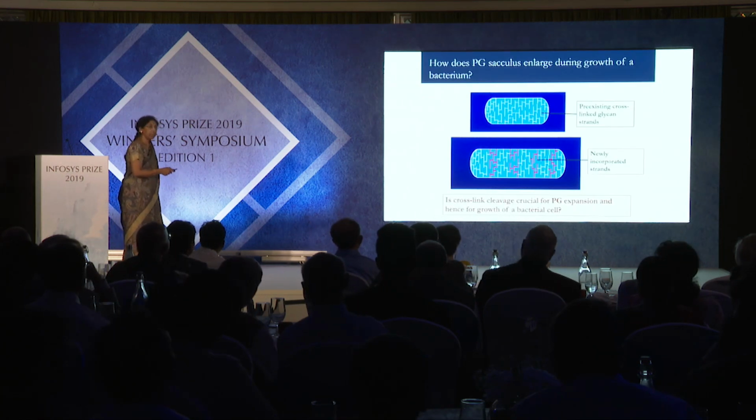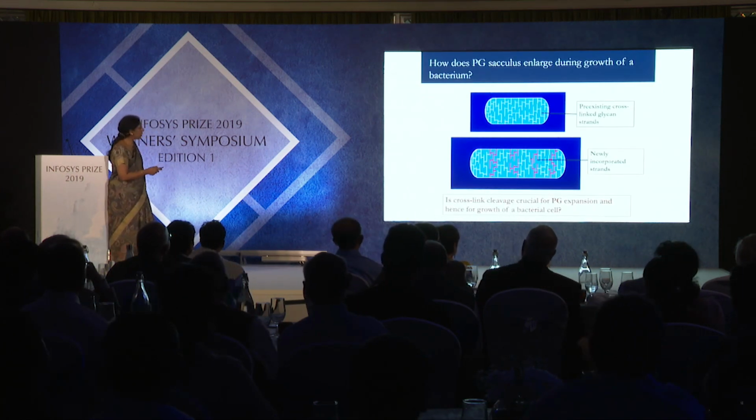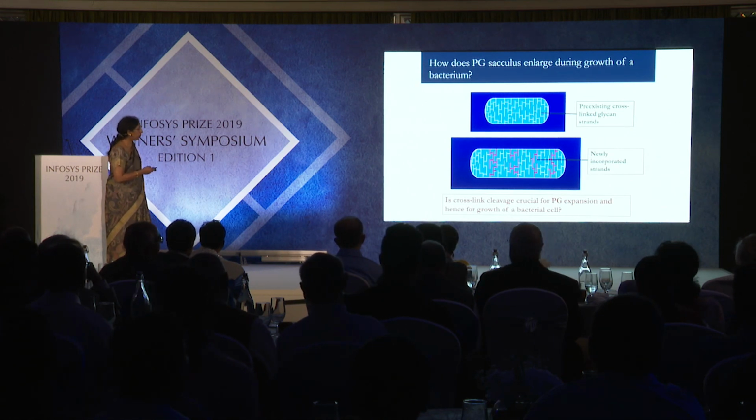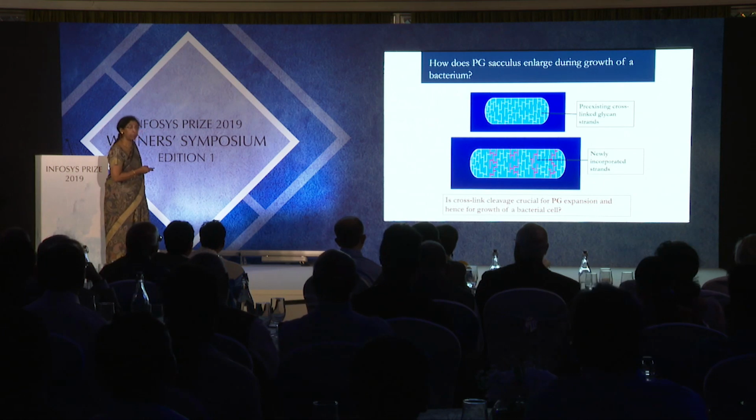Right? So several years ago, we asked this question: how does the peptidoglycan sacculus, which I described just now, the so-called cell wall, enlarge during growth of a bacterium? I had said before that this is the daughter cell, and you think of this as a mother cell. Now, how does this sac-like molecule enlarge in size? And I had told you this sac-like molecule is a single molecule, right? So what does that mean?